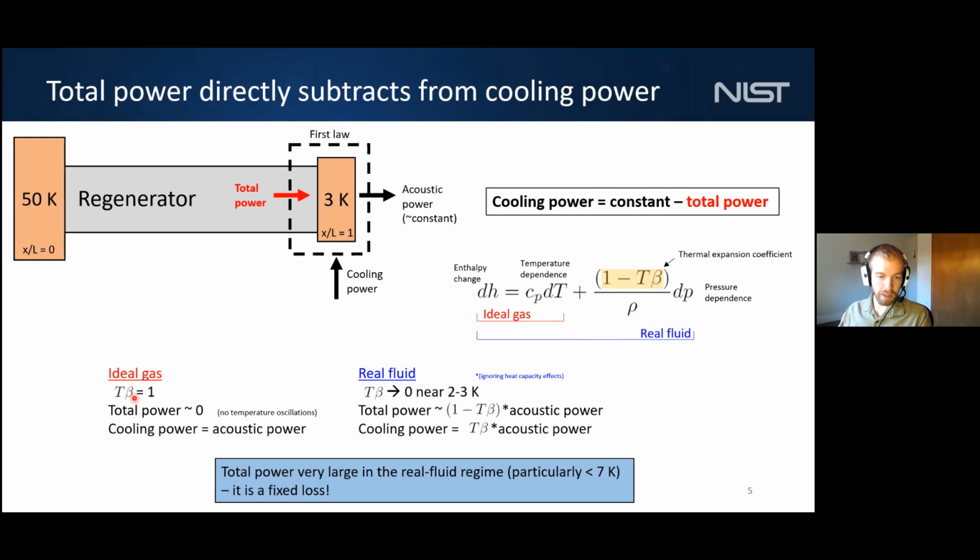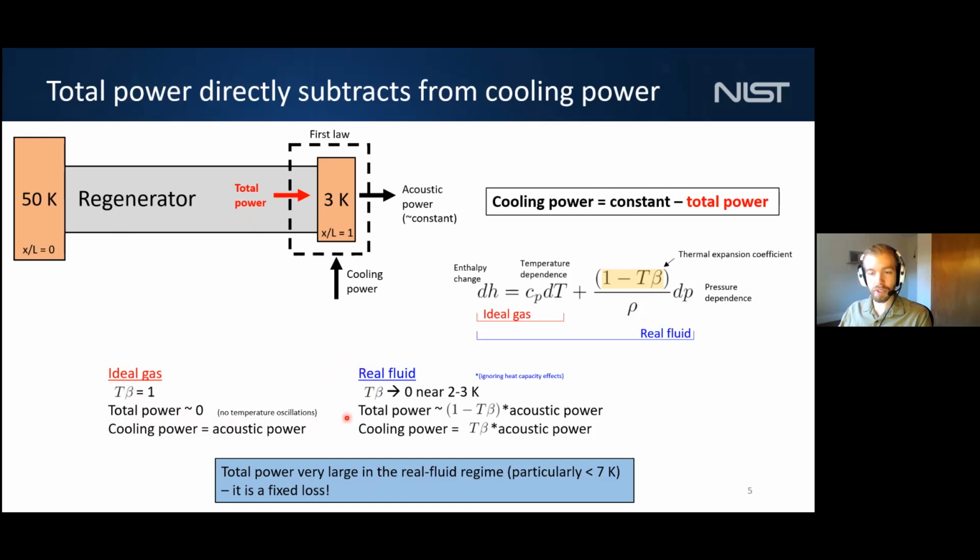In the ideal gas regime, this Tβ, which is up here on the right, β is the thermal expansion coefficient, and T is the temperature. Tβ equals 1 in an ideal gas, and this means that the total power flowing down this regenerator can usually be 0 in the ideal gas regime. And this leads to a cooling power equal to the acoustic power, or the PV power.